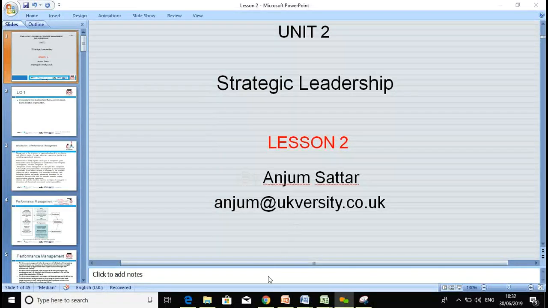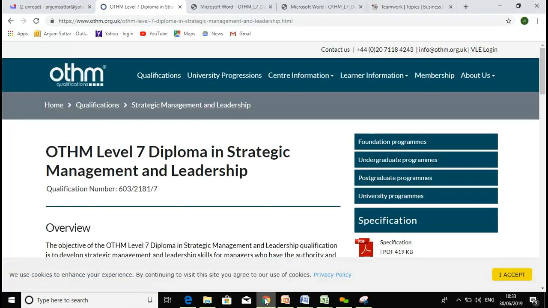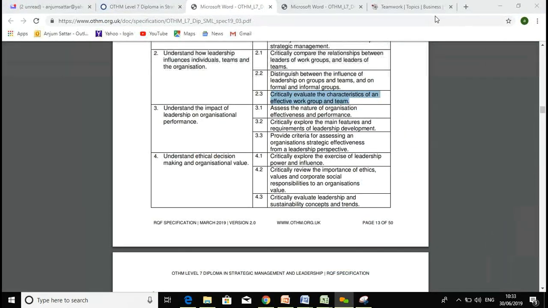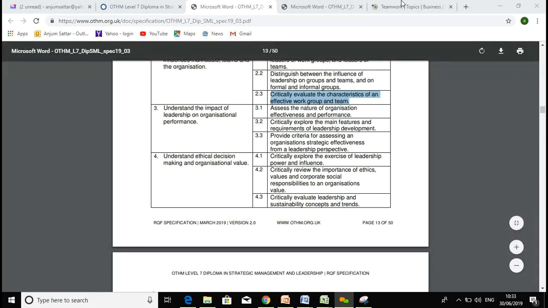Okay, welcome everyone. We'll start our second lesson on strategic leadership, which is Unit 2 of the new spec OTHM Level 7 Strategic Management and Leadership. Today we'll go through our Unit 2 and the second LO, which is LO2. Before starting our lesson, we'll go through what we're supposed to learn under LO1 and LO2, and we already learned a few things during our last lesson where we covered LO1.